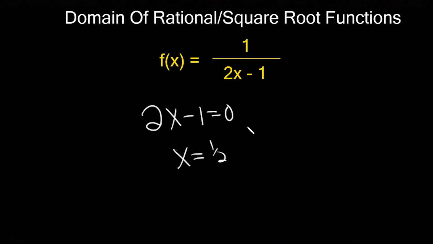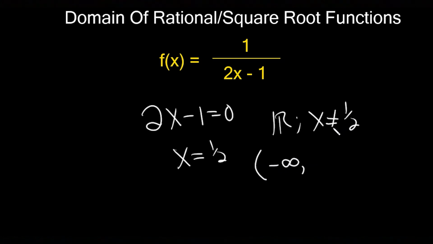Now, I always write my domain in interval notation. If you don't know how to write it in interval notation, I have a video on that. I'll go ahead and link it below. You could write it this way, all real numbers except x cannot be equal to a half. That would be fine, but I want to write it in interval notation. You always go from negative infinity to positive infinity, or in other words, least to greatest. So I'm going to start at negative infinity, and I'm going to use a parenthesis because I cannot be on negative infinity. And then I'm going to a half.